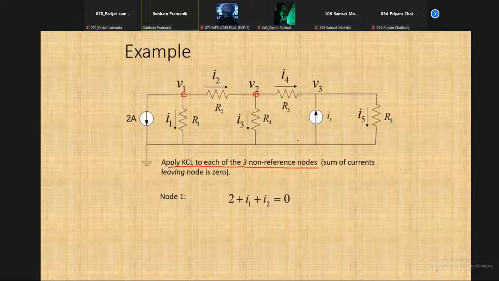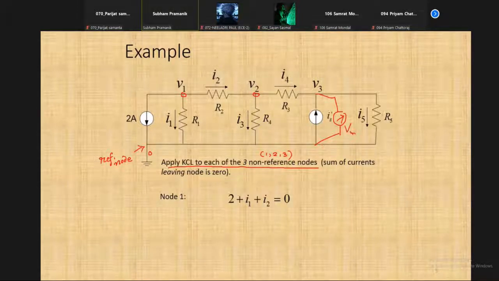Which nodes are non-reference nodes then? 1, 2, and 3. Whereas the reference node is this one. This is the reference node for which voltage is specified, I mean 0, and with respect to which all other voltages are measured. How do we measure voltage? If you connect a voltmeter across these two, then you get the voltage here, right? So that means you have to connect the positive part of the voltmeter to this point and the negative part to this point. That is why we are saying that node voltages are specified with respect to the ground.